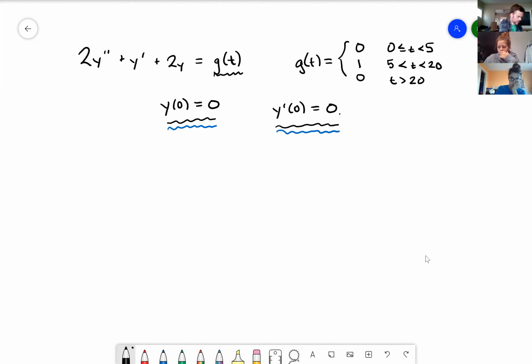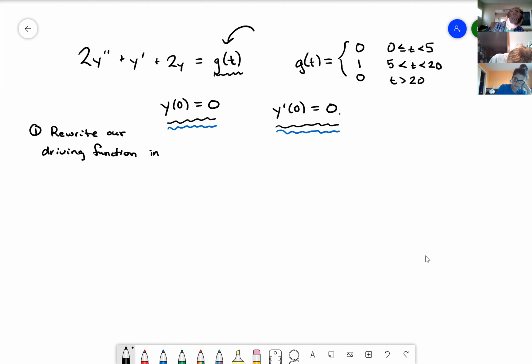So the first step that we can do in a problem like this is rewrite our driving function, g of t, in terms of the step functions that we talked about yesterday. So I'll give you a chance to do that.